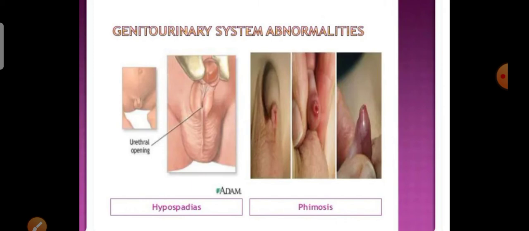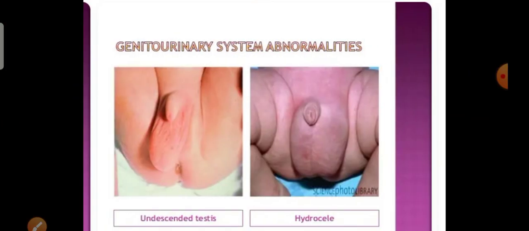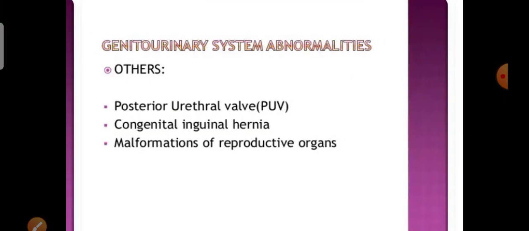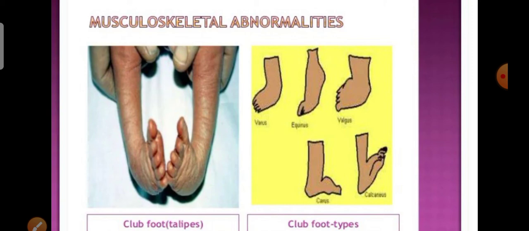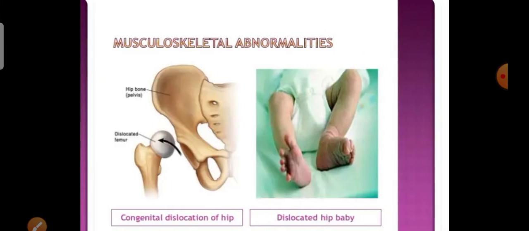Hypospadias: actually the opening should be in the middle part, but here it is lower down, hypo meaning below. Okay, phimosis. Next, undescended testis, improper development of the testis. Next, hydrocele, formation of water. Next, musculoskeletal abnormalities, clubfoot types, varus, valgus, talipes, like the different positions of the fetus. Congenital dislocation of the hip, like this, a dislocated hip baby.